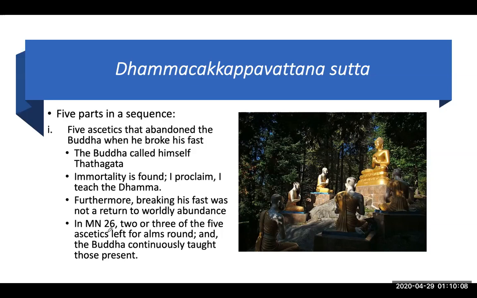In Majjhima Nikaya 26, Ariyapariyesana Sutta, it is stated that two or three out of the five ascetics at the time would get food for all. In other words, two or three ascetics needed to leave for the alms round. And then the Buddha continuously taught the rest. So two or three ascetics left for the alms round, and the remaining two or three ascetics kept listening to the Buddha's first sermon.